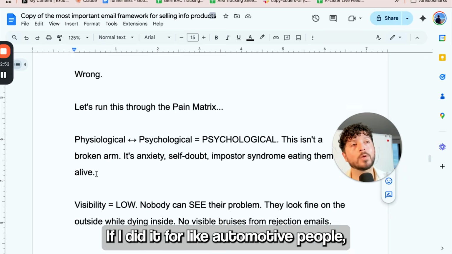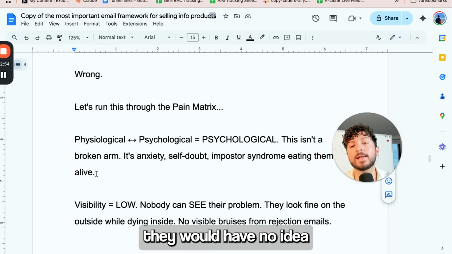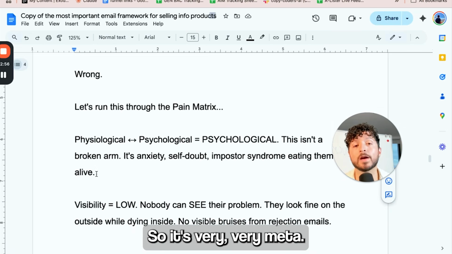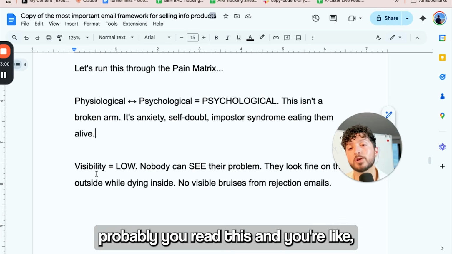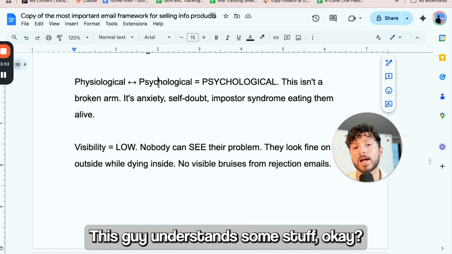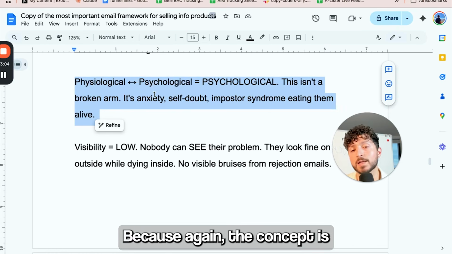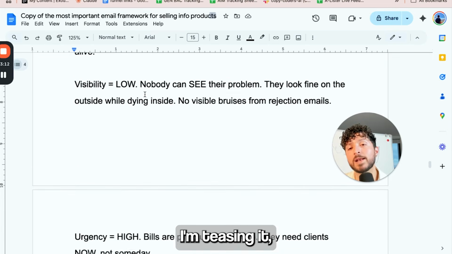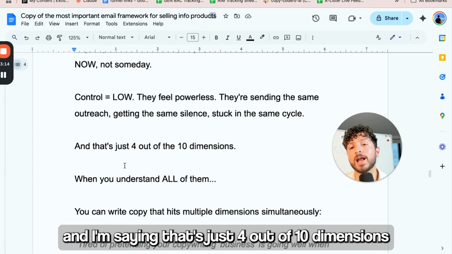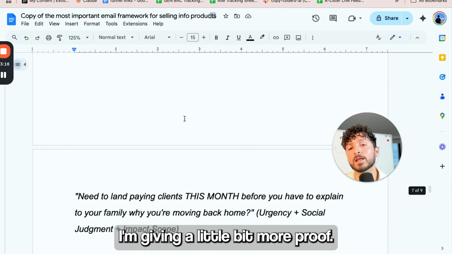If I did it for automotive people, they would have no idea whether what I'm talking about is accurate or not. So it's very, very meta. I'm talking to them, and I'm also talking to you if you're a copywriter or marketer. Probably you read this and you're like, oh, this is pretty good. This guy understands some stuff. Okay, because again, the concept is very, very smart, if I don't say so myself, or do say so myself. So anyways, I go through it, I'm teasing it, I'm talking directly to them, and I'm saying that's just 4 out of 10 dimensions. I'm giving a little bit more proof.